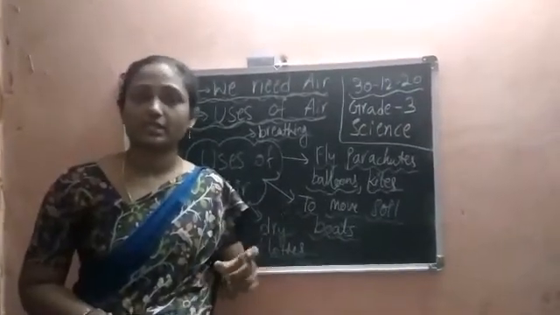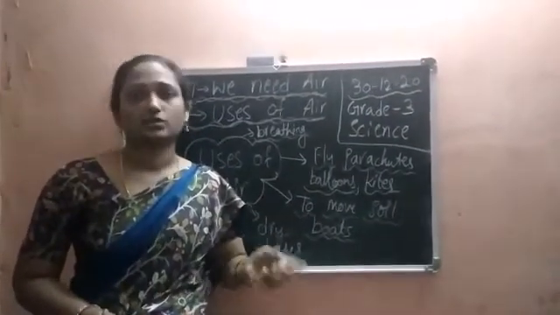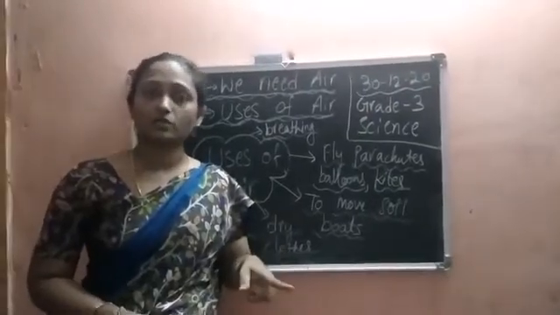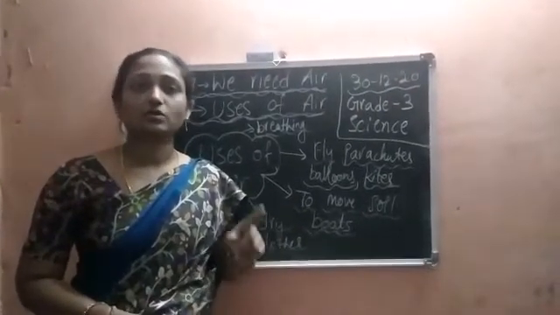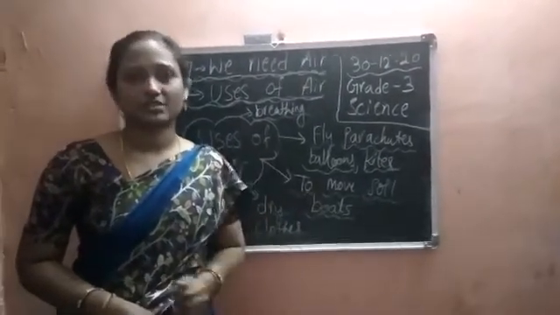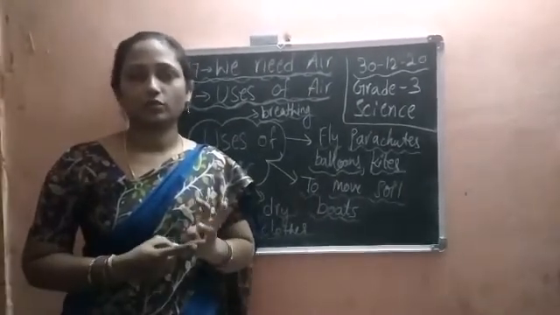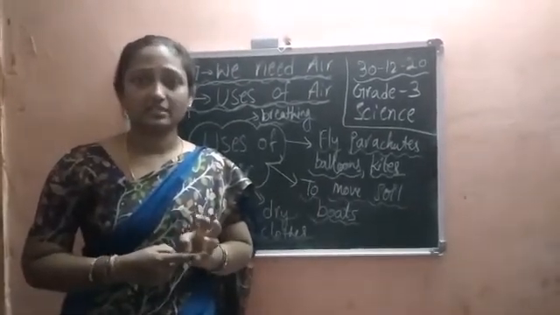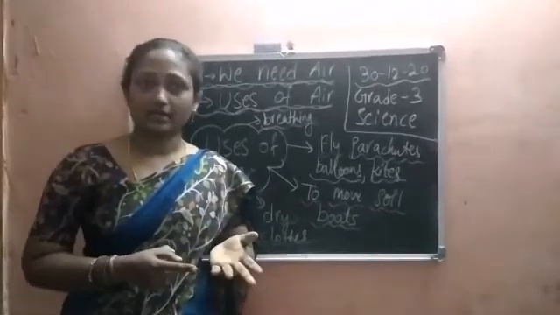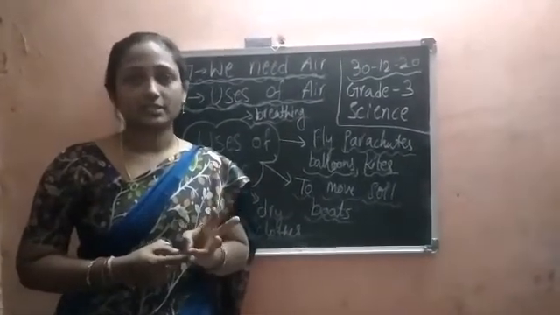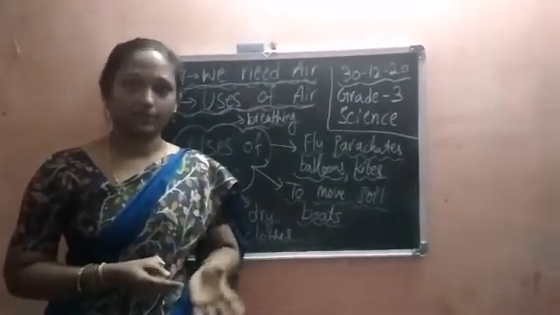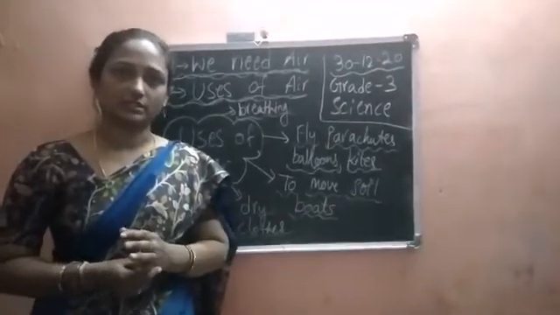Even for the plants air is useful. How is it useful? Even plants are breathing. So for the breathing purpose, and also it is helping for the photosynthesis process. For the photosynthesis process, it needs air, water and sunlight. So air is needed for the preparation of food for the plant in the photosynthesis process.